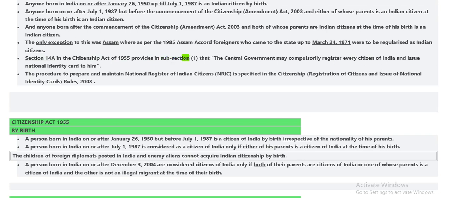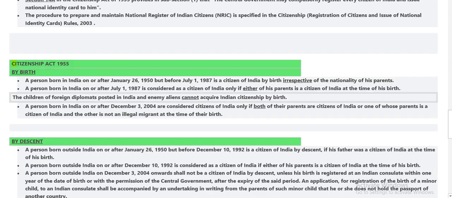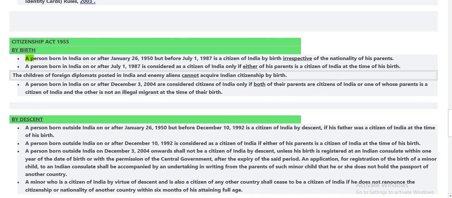Section 14A in the Citizenship Act of 1955 provides in subsection 1 that the central government may compulsorily register every citizen of India and issue a national identity card to him. The procedure to prepare and maintain the National Register of Indian Citizens (NRIC) is specified in the Citizenship (Registration of Citizens and Issue of National Identity Cards) Rules, 2003.